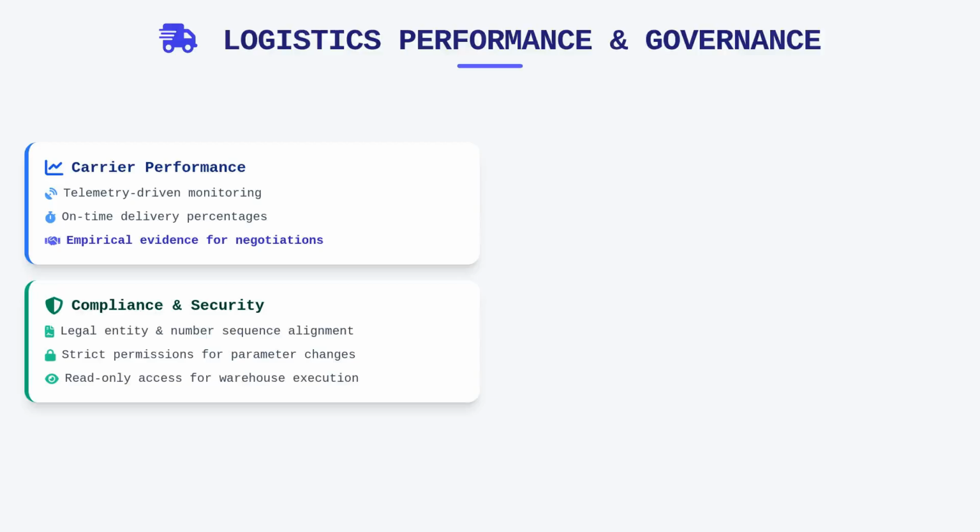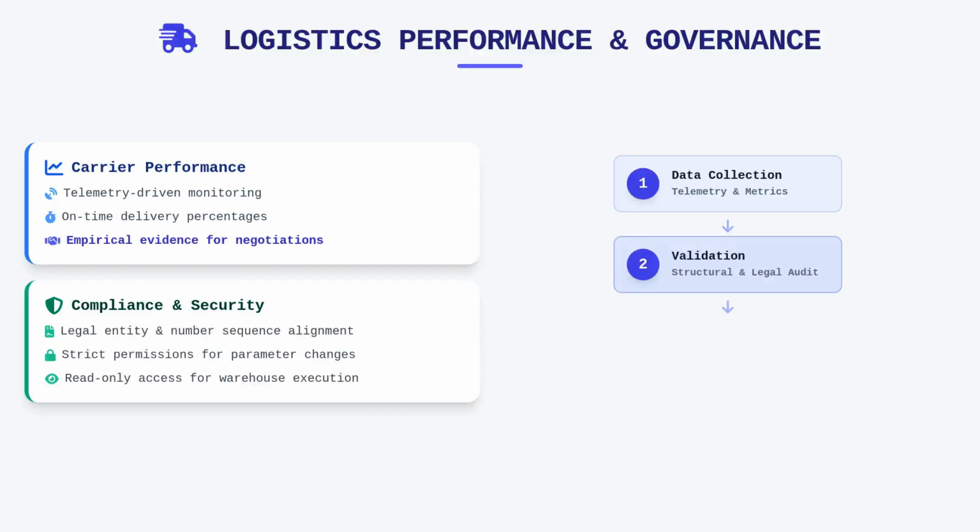Security is not an afterthought here. You must ensure that only authorized personnel have the permissions required to modify shipping parameters, while warehouse users possess the read-only access necessary for daily execution. Regular execution of batch jobs is required to finalize these manifest operations, meaning that you must carefully schedule these tasks to avoid contention during peak shipping windows.